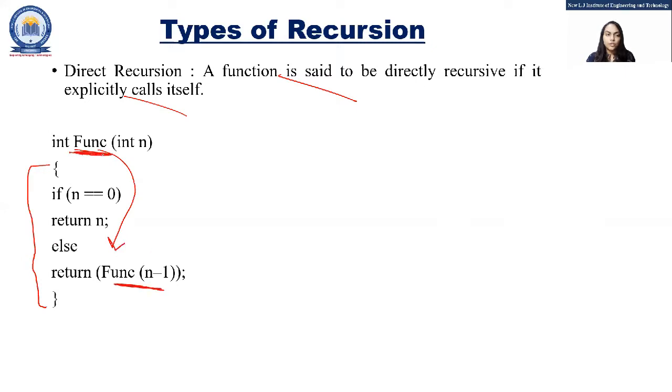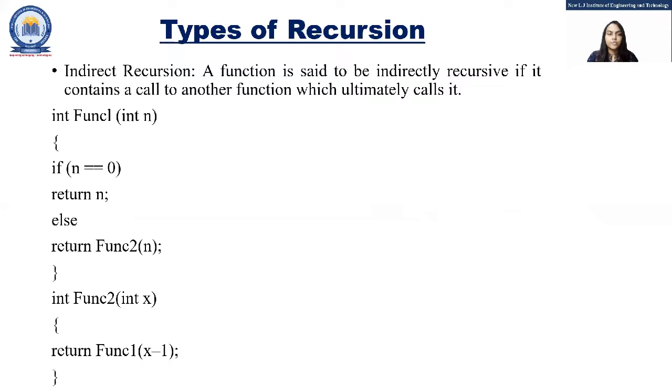So the function is calling itself. This type of recursion is known as direct recursion. That is, a function explicitly calls itself. Now, the next one is indirect recursion.